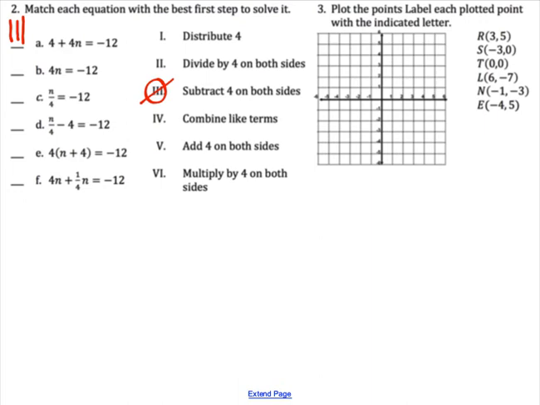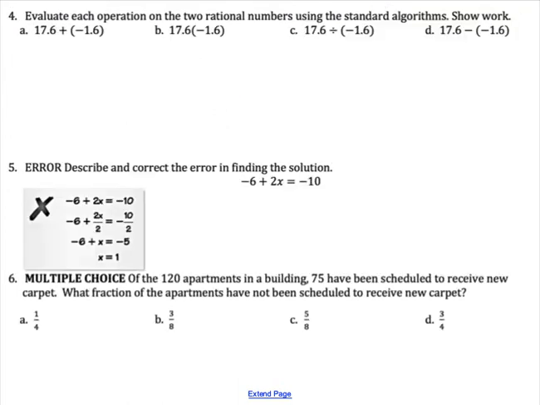Number 3, you're going to plot the points and label them. That's just review of plotting points. Number 4, you're going to evaluate each of those using the standard algorithms. That's stack and add, stack and subtract, stack and multiply, or long divide. Number 5, find and correct the error. Number 6 is multiple choice. Oh, it's multiple choice, so only one of these is correct.